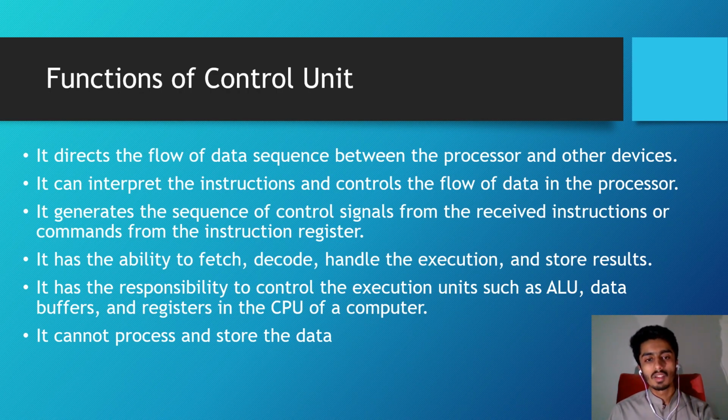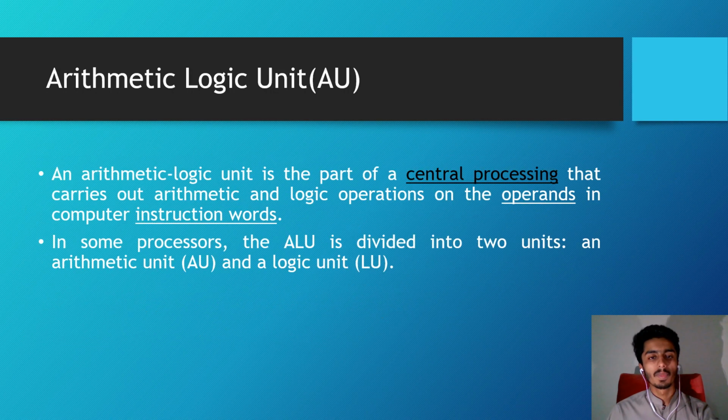It has the responsibility to control the execution units such as ALU, data buffers, and registers in the CPU of a computer. It cannot process and store the data. These were all the functions of a control unit.